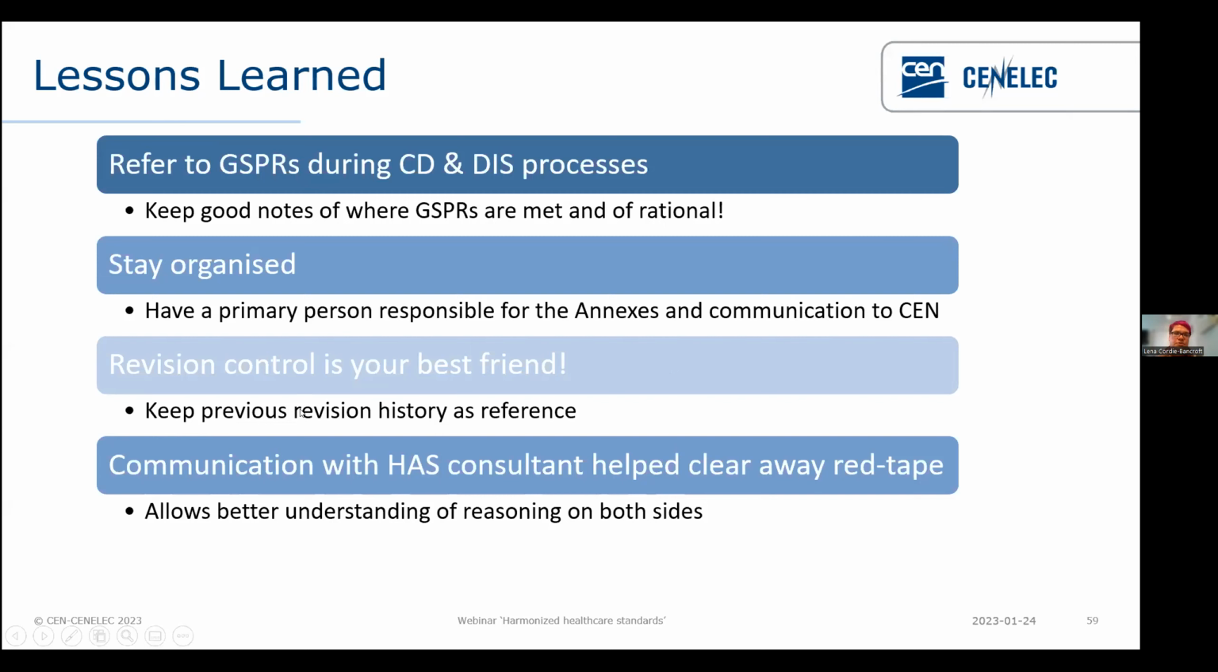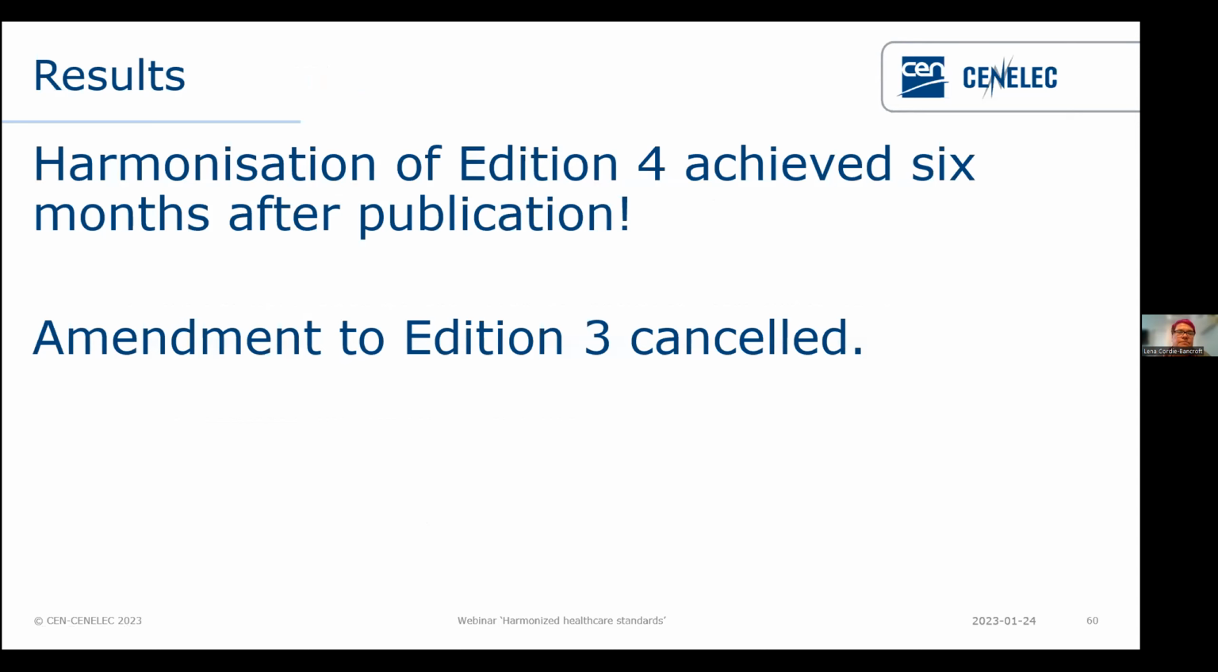And then lastly, communication with the HAS consultant helped clear away any red tape. It really allowed for better understanding on both sides: the HAS consultant understanding where we were going with the document, and us understanding what was required by the HAS assessment.